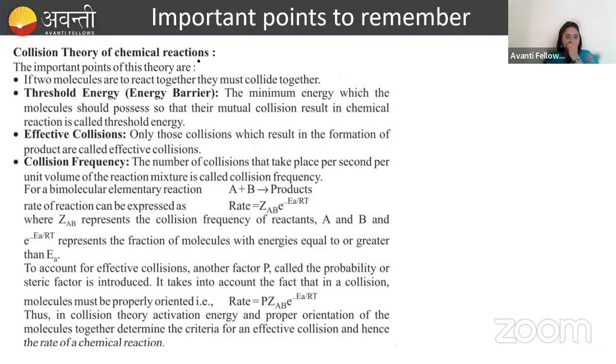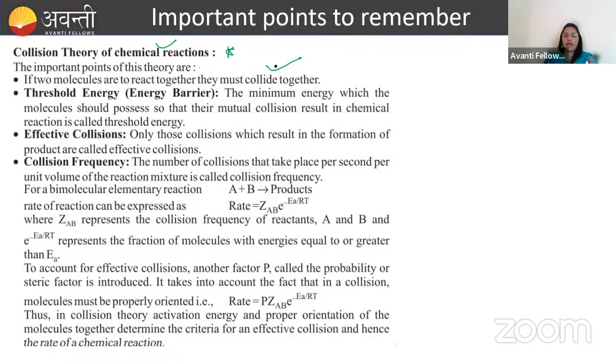Next, collision theory. This is a very, very important theory, about how molecules actually react together in a given reaction. This theory for chemical reactions puts forward certain points. Here it says that if two molecules react together, there must be some collision between them. They must collide together.